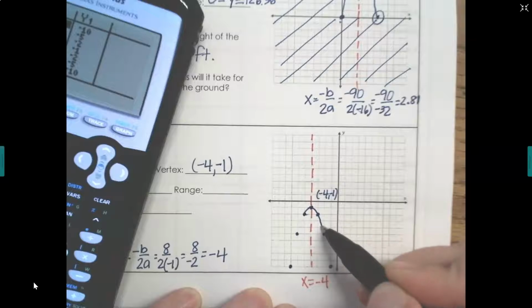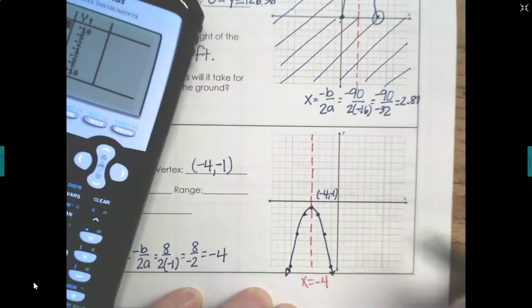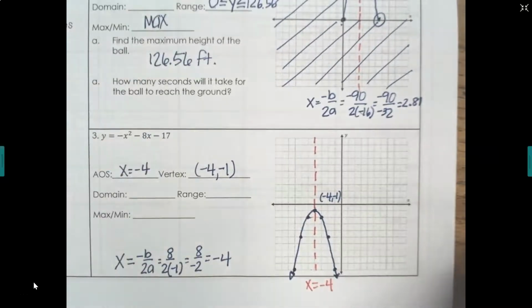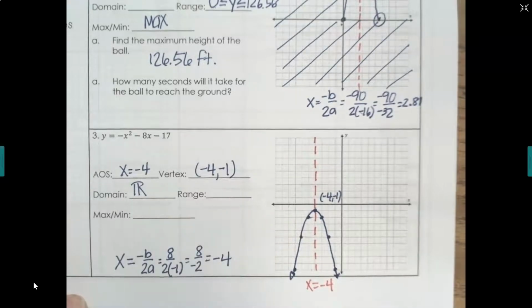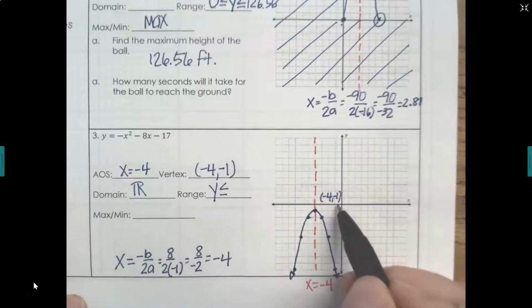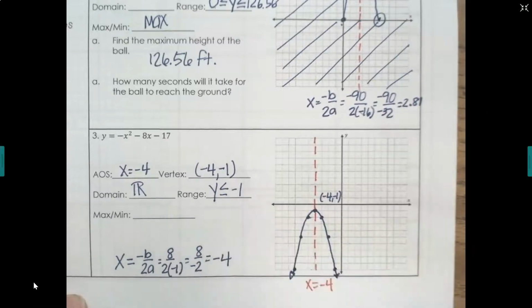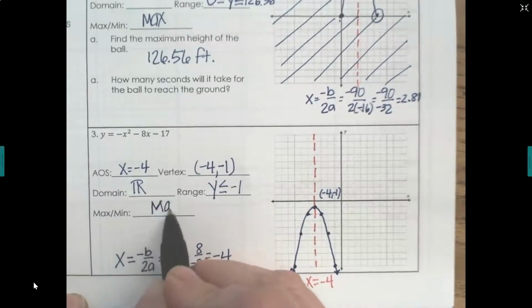I'm going to draw my curve. This is not a real world problem, so I'm going to put arrows on the end. Okay, so let's take a look at this. For our domain, it's never ending left to right. So that is all real numbers. For my range, that's talking about y values. The entire graph is below the vertex. So all of my y values are less than or equal to the y value of the vertex, which is -1, because they don't go above that. And I have a maximum here because the vertex is on the top of the graph.